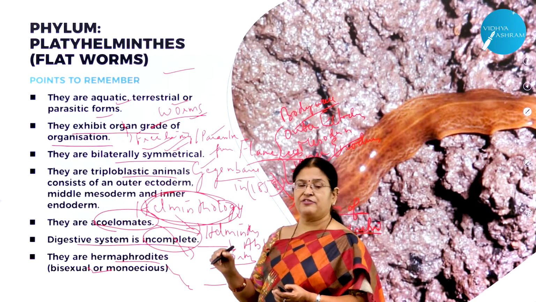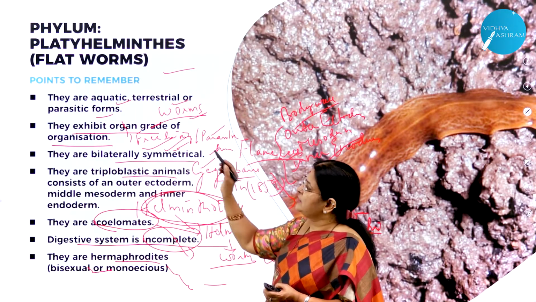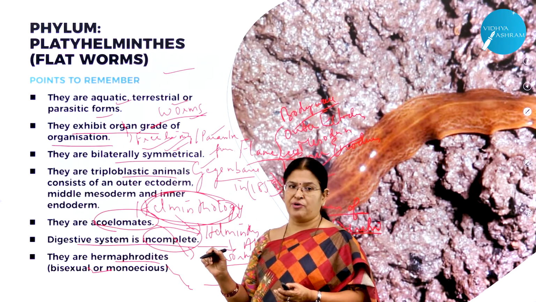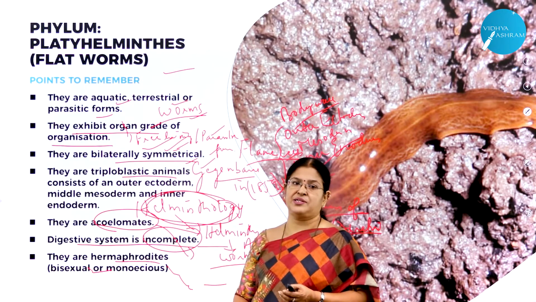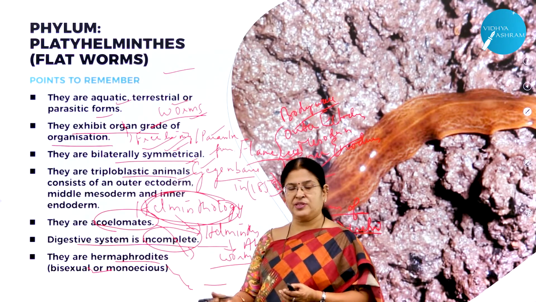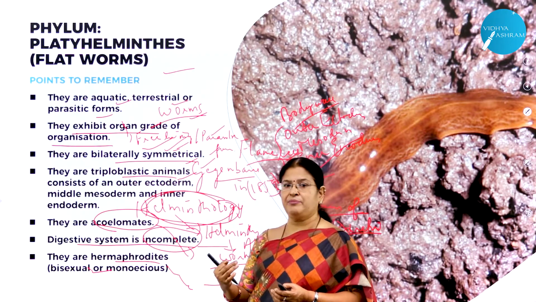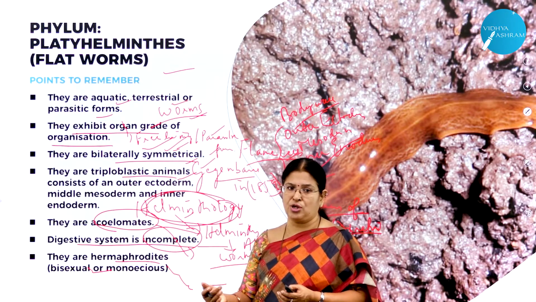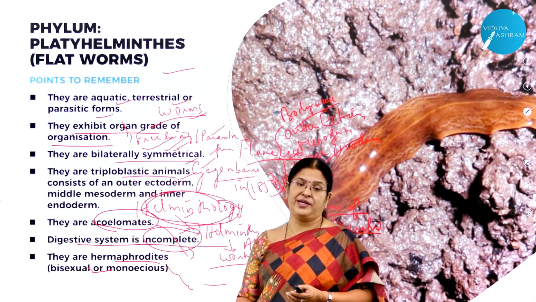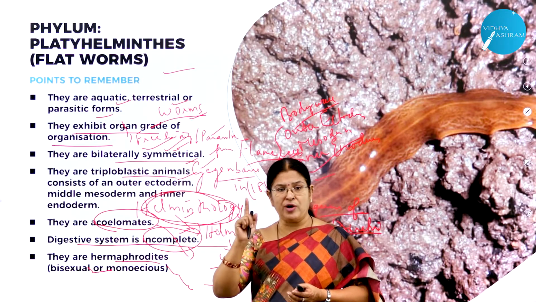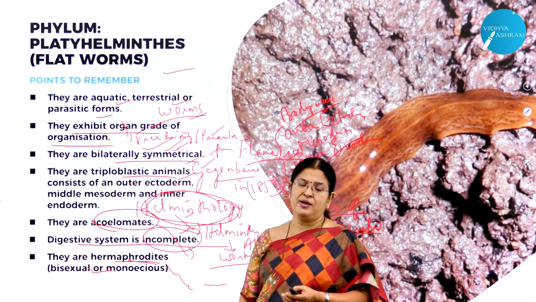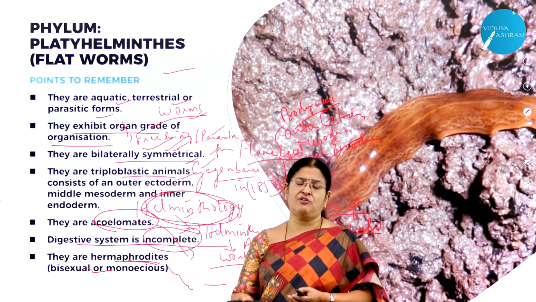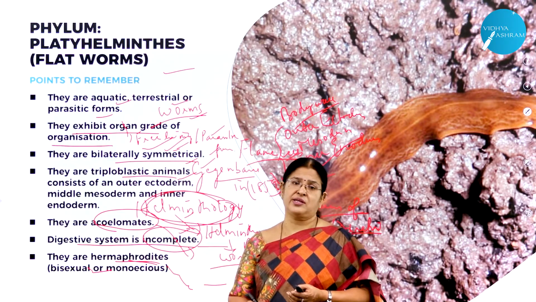And what are they? They are either free living or parasitic forms. They exhibit organ grade of body organization. They are bilaterally symmetrical. They are triploblastic animals with three germinal layers: outer ectoderm, middle mesoderm, and inner endoderm, and they are acoelomate animals, that is without coelom. And the digestive system is incomplete. What do you mean by incomplete? There is only one opening, and they are hermaphrodites or bisexual. And as I said, fertilization is internal, and they have specialized structures called flame cells. And flame cells are the organs of excretion.